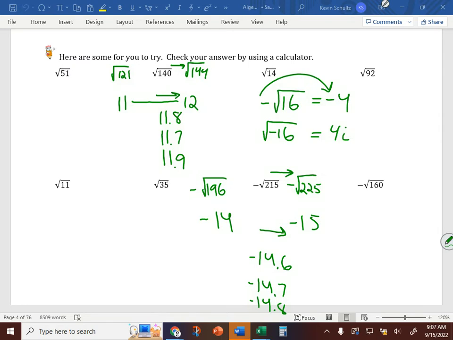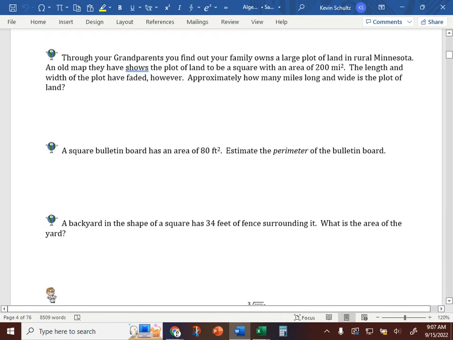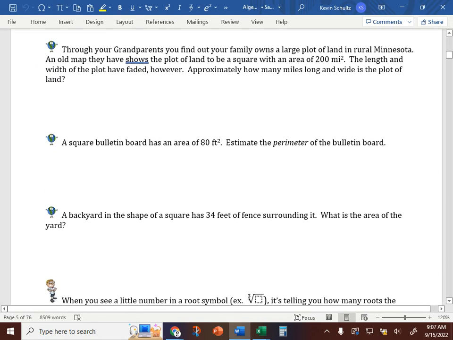Okay, we get some word problems on page 2. It says, through your grandparents, you find out your family owns a large plot of land in rural Minnesota. An old map they have shows the plot of land to be a square with an area of 200 square miles. The length and width of the plot, however, have faded. The map is old. Approximately how many miles long and wide is the plot of land?